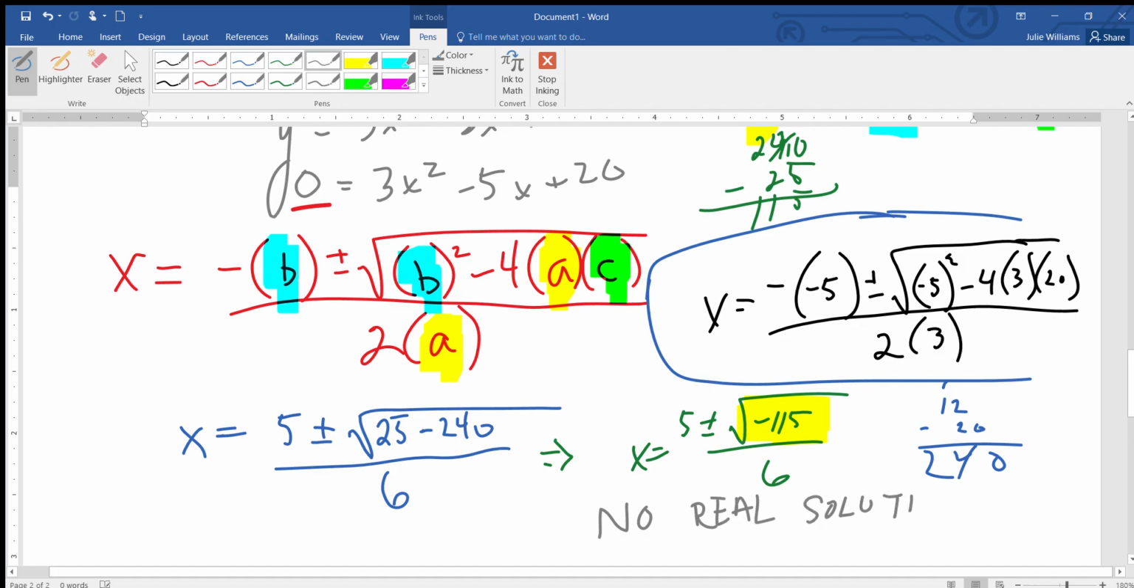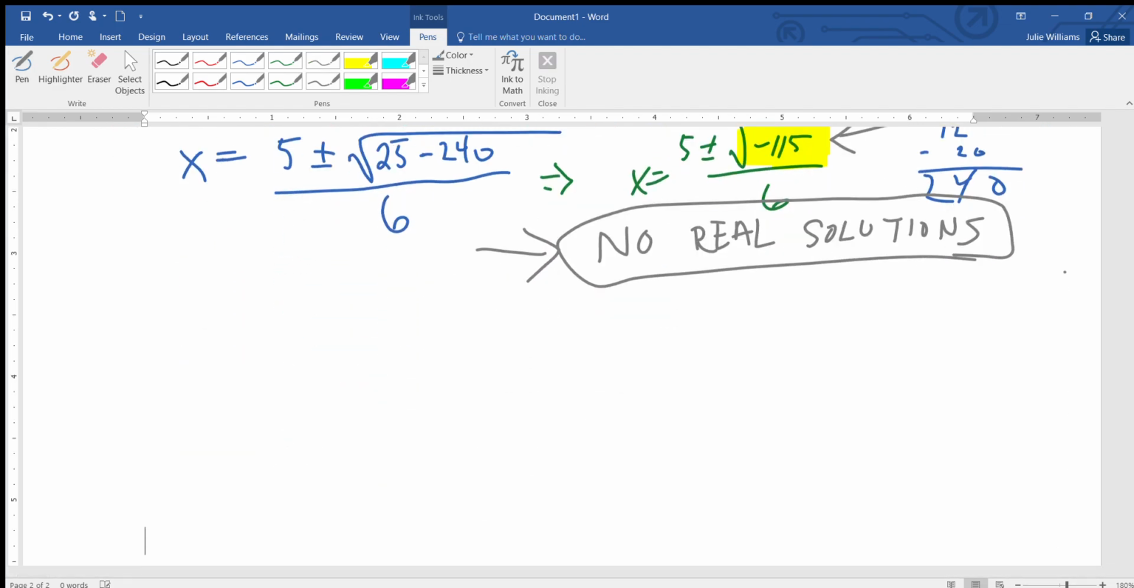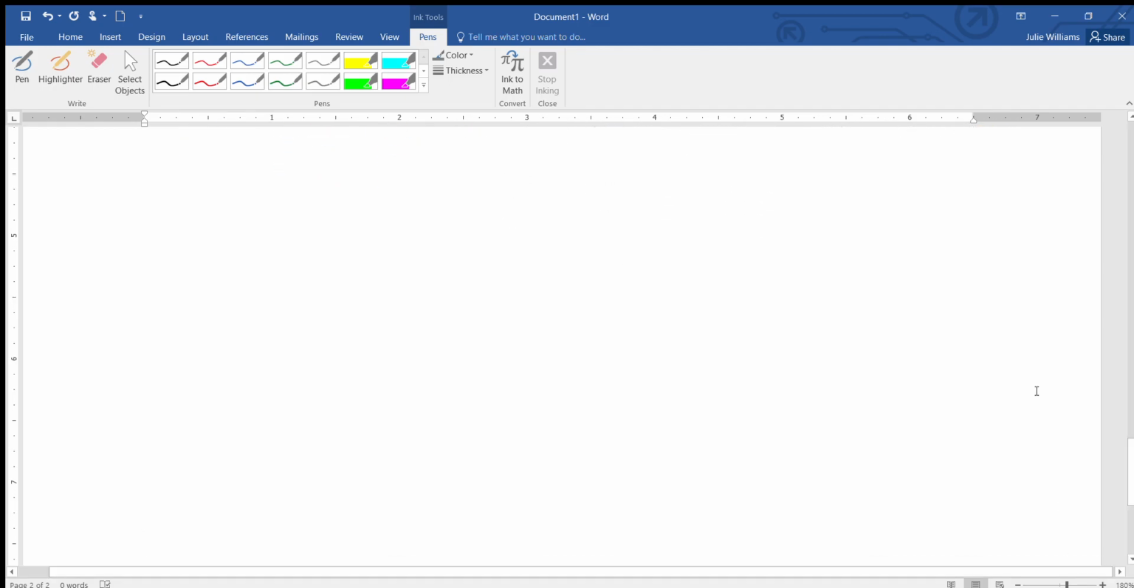And that would be one of the options on the Math Excel or Delta Math or whatever. Okay, so no real solutions if you have a negative in the radical symbol. Okay, all right, I'm sorry, I meant to do that one last, but I failed. All right, so now let's go and try another one.